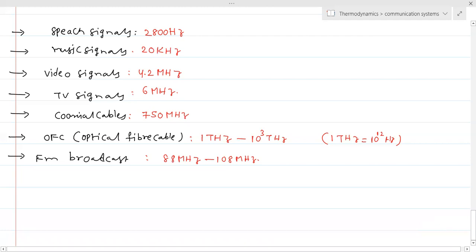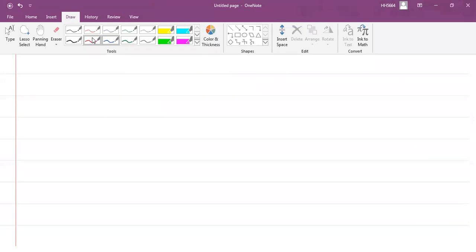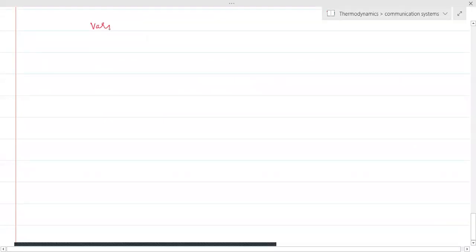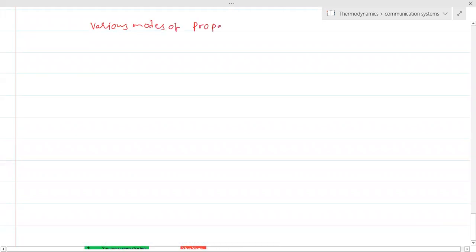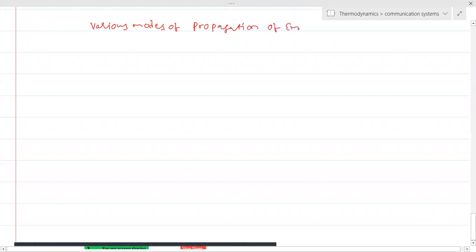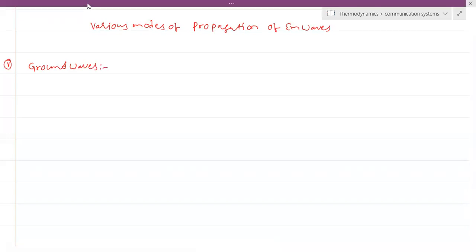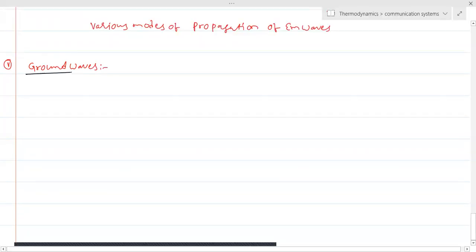Next we are taking various modes of propagation of EM waves. First one, we are speaking about ground waves.